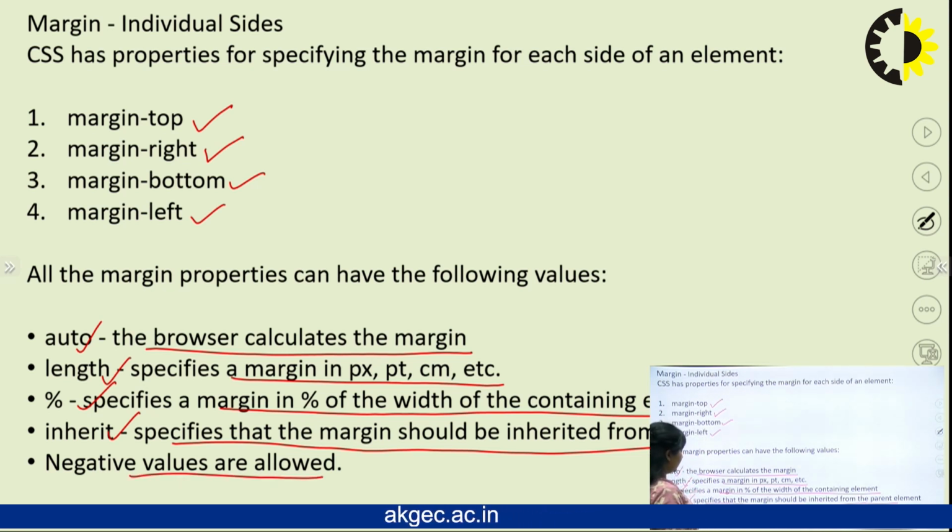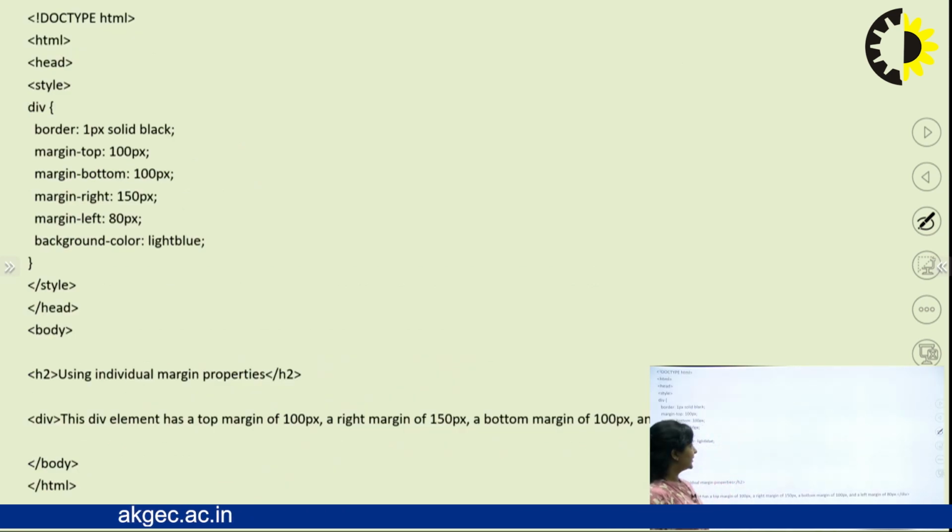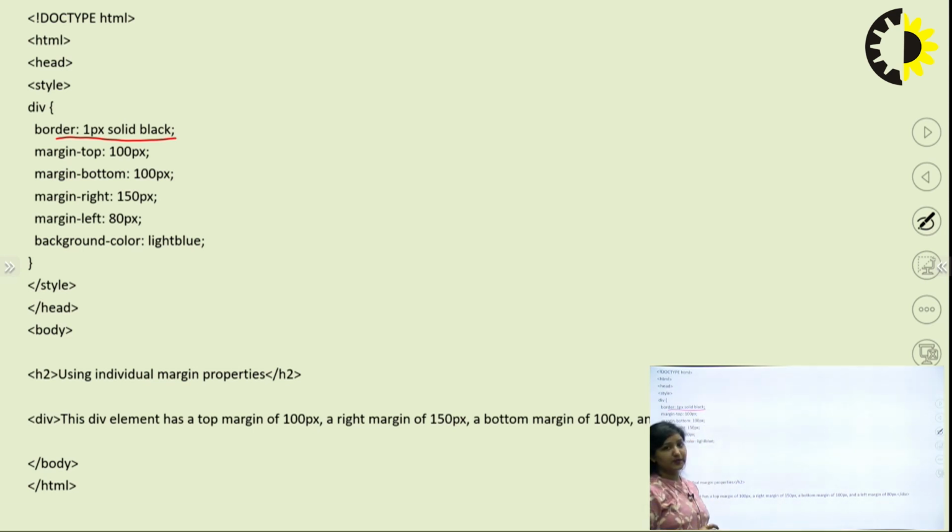Negative values are also allowed if I use them in the margin. See this particular example. The border is specified with a size of 1 pixel, the type is solid, and the color of the border is black. So it is a shorthand notation. The margin from the top is 100, then the bottom, the left and the right, and the background color has been specified. So the margin of that border from the top will be 100, from the bottom 100, right 150, and from the left 80 pixels.